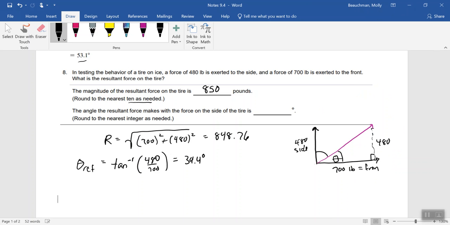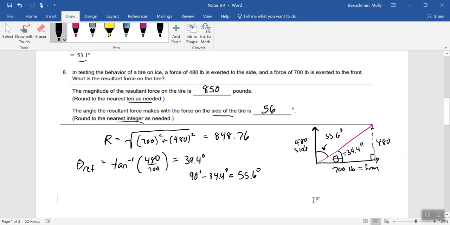Well, that gives me this angle here. That's the angle from the front, not the side. We want the angle for the side. So we're going to have to take 90 degrees minus 34.4, and we end up with 55.6 degrees. So this angle is 55.6 degrees. And it says round to the nearest integer, so that rounds up to 56 degrees.